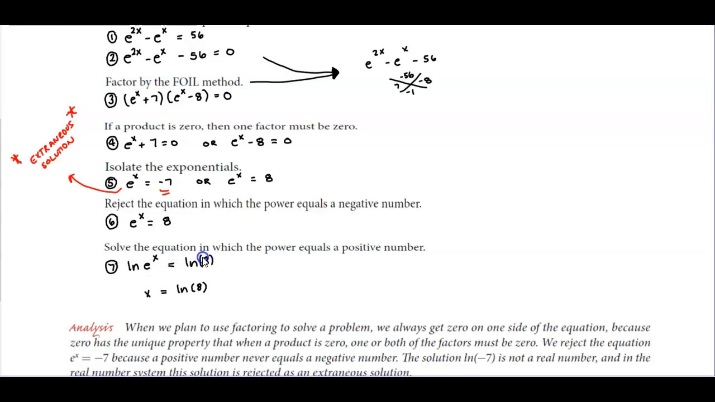And then we're going to solve the equation in which the power equals a positive number. So we're going to take the natural log of both sides. And so then, taking the natural log of both sides, e to the x, we can then solve for x because now we have x equal to the natural log of 8.